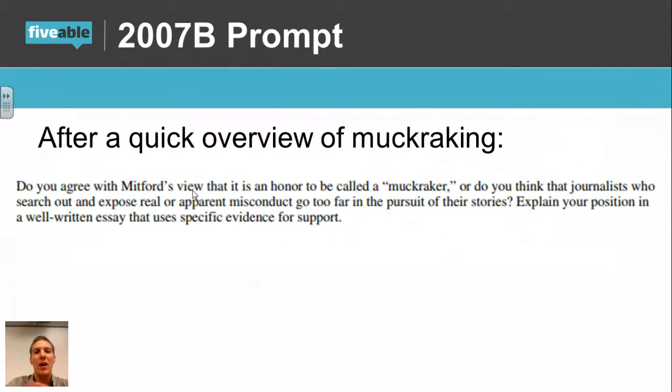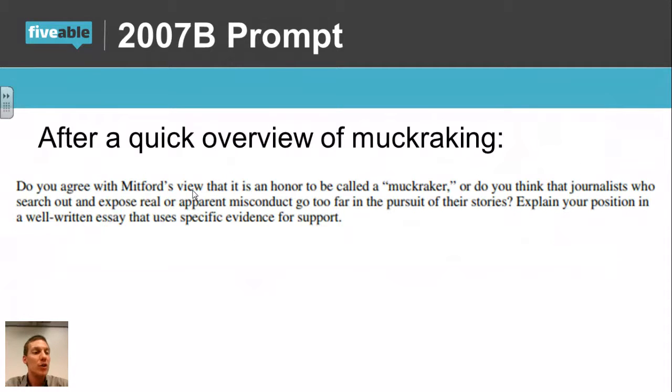2007B. Now, I excerpted this. This is after a quick overview of muckraking, which is a journalistic term that we'll get into here. So let's go ahead and read. This is the second paragraph, which is the prompt. I still have to identify the actual writing task within this paragraph.